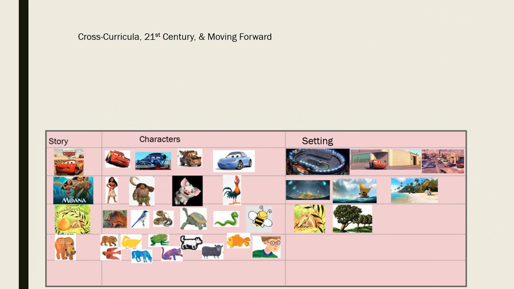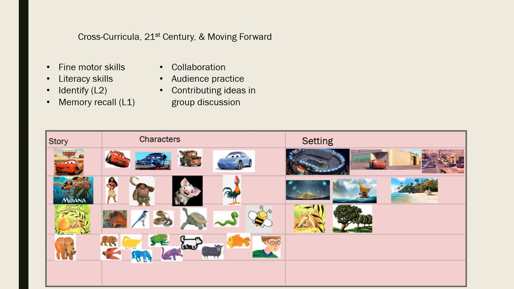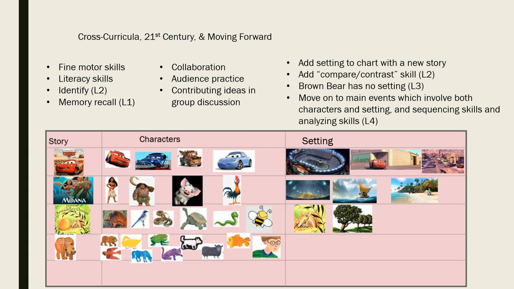Now I'll be sharing with you the cross-curricular, 21st century, and moving forward points. So for cross-curricular, these students will be working on fine motor skills and literacy skills. They'll be identifying, which is a level 2 on Bloom's taxonomy, and memory recall, which is level 1. For 21st century skills, we have collaboration, audience practice, and contributing ideas in a group discussion. For moving forward, we'll add a setting to the chart for a new story.